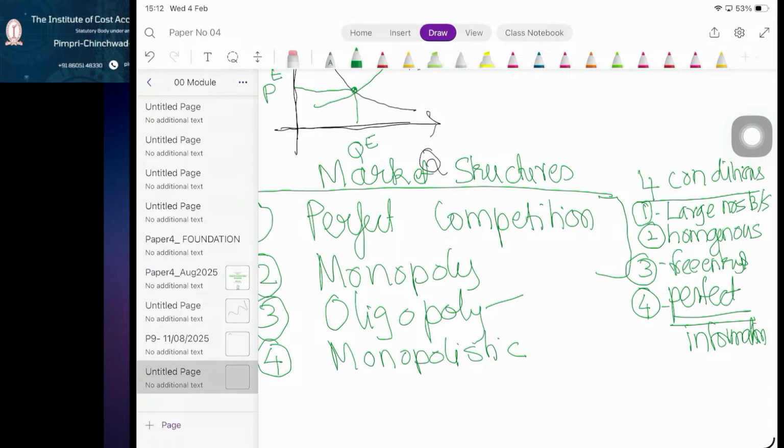Okay, you have to know this. This is something which you cannot forget. All of you, ensure that you understand these four conditions. If possible, please write it down. Write down the four conditions for perfect competition.